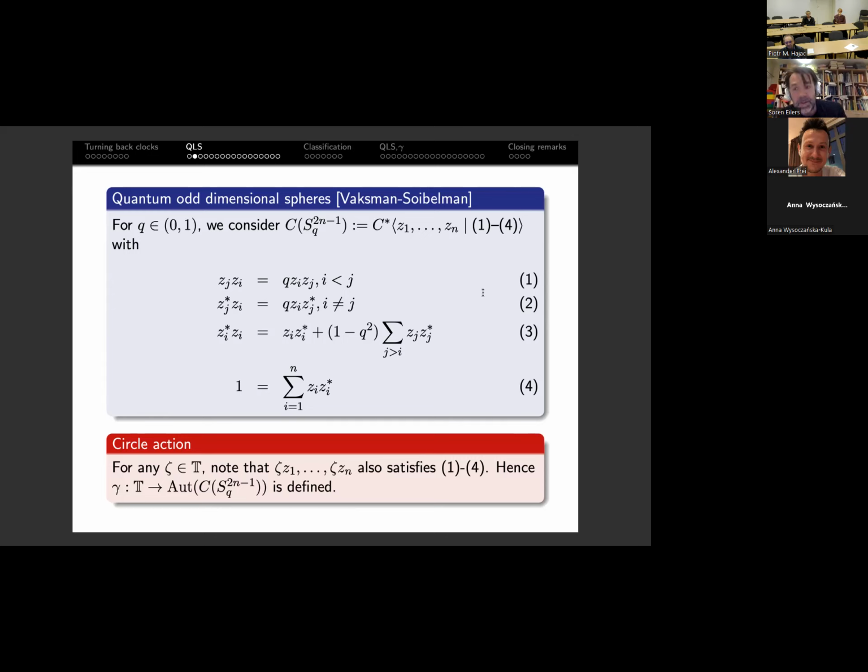It's very easy to see, because if I take a number, I just think of a modulus 1 complex number, I'm calling it zeta, it lives in T. If I just multiply a zeta on all my generators, then that will also satisfy the relations. You can sort of see, looking at the relations, why this is true.